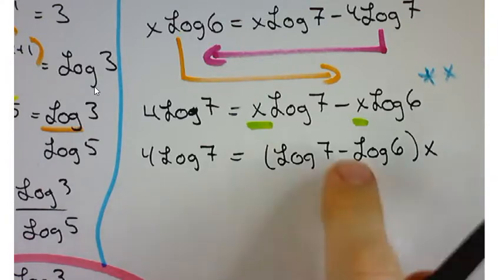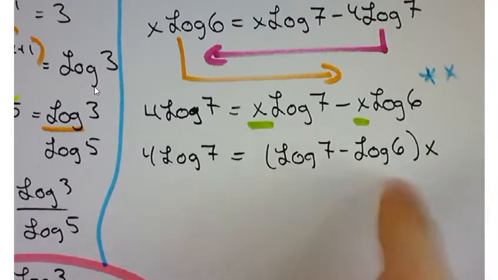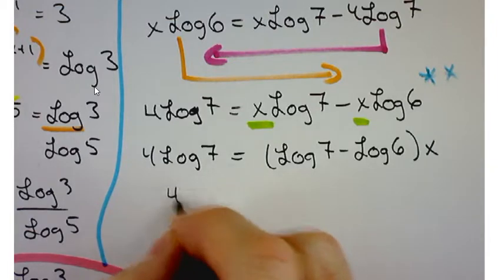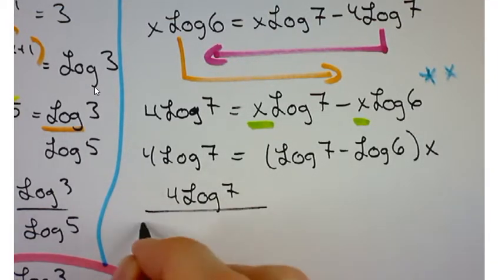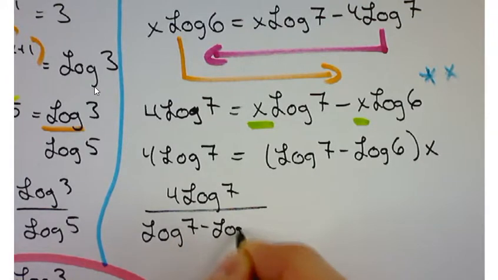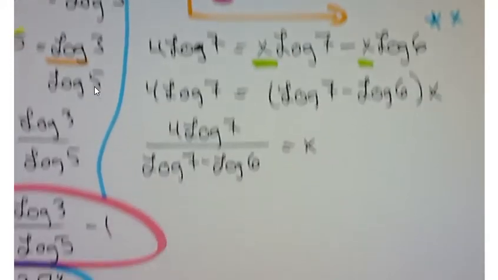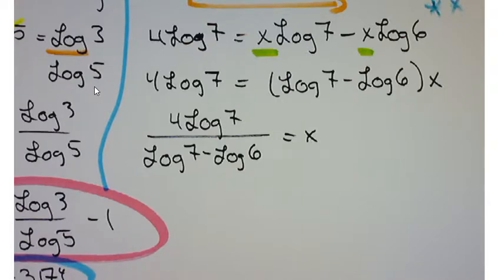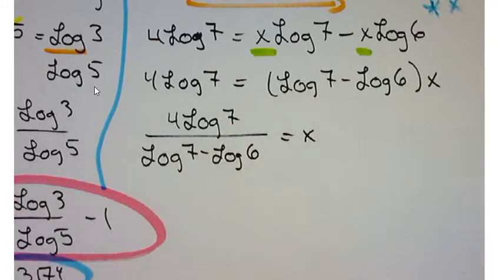Yeah. So x is being multiplied by something. To undo a multiplication, we use division. So it's going to be 4 log of 7 divided by log of 7 minus log of 6 equals x. Because you're going to divide both sides by this. Okay, you're good? All right.